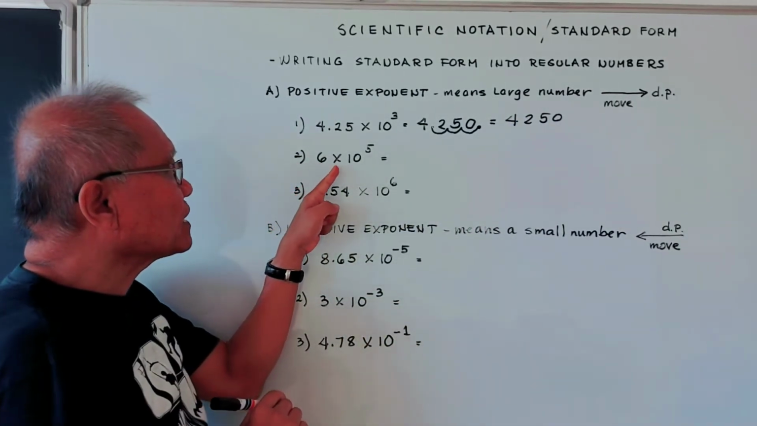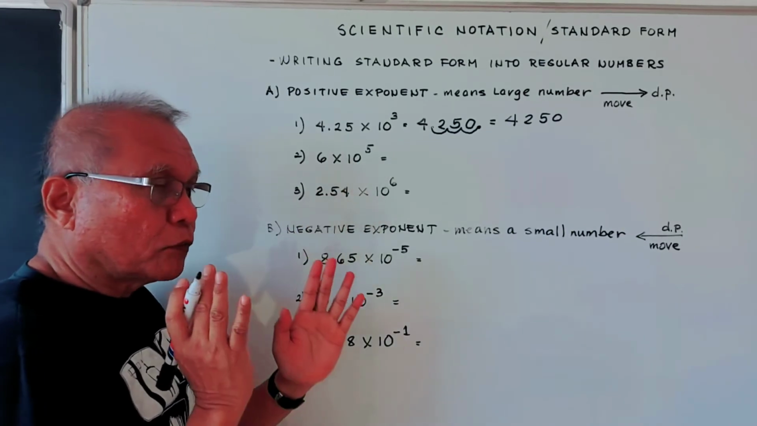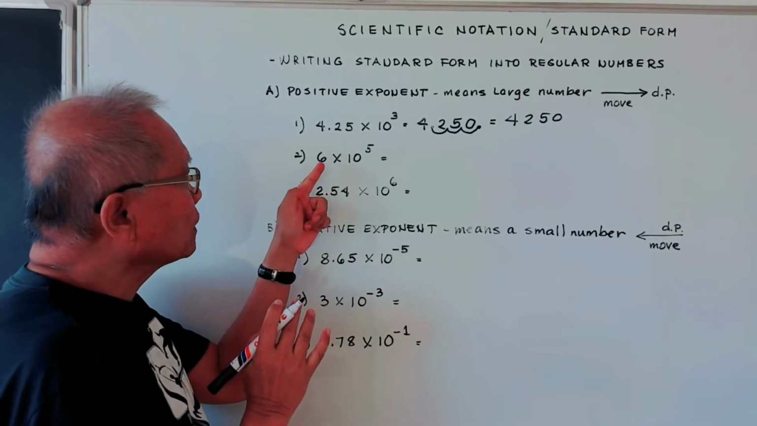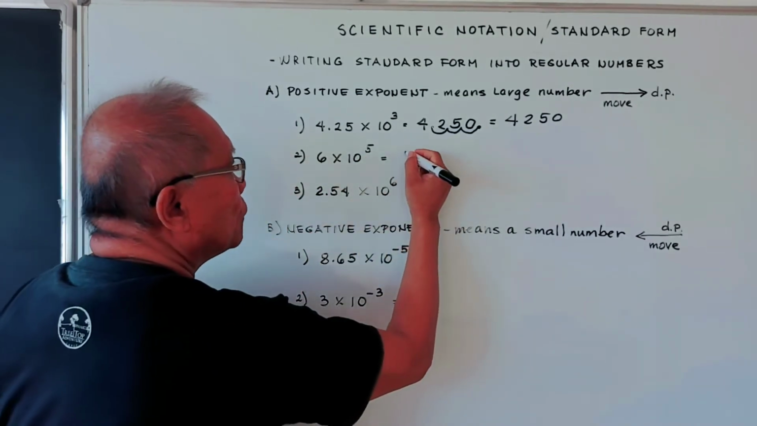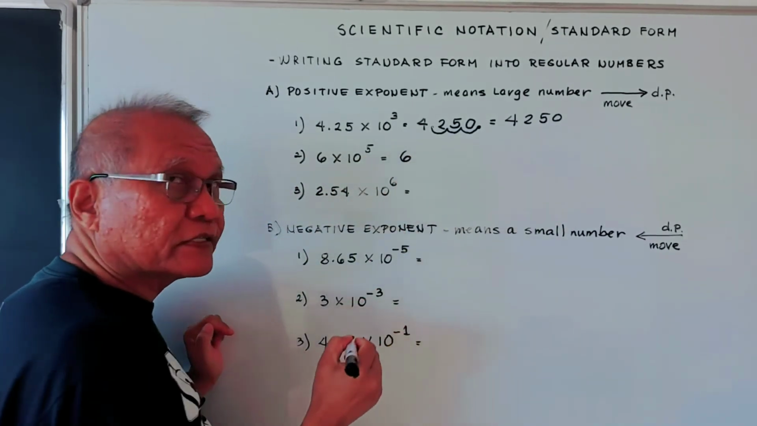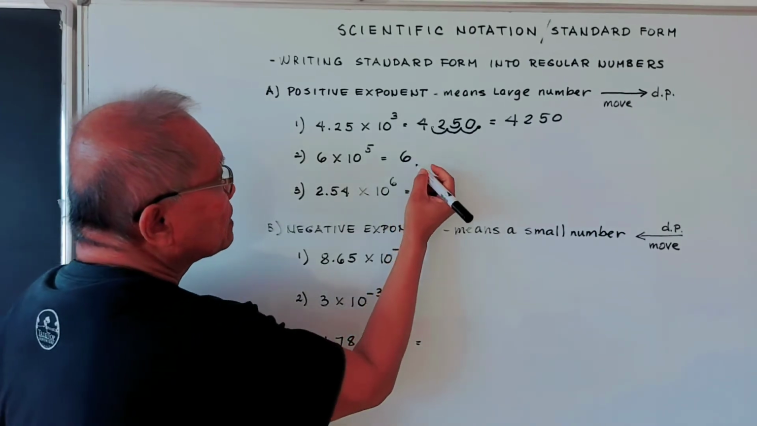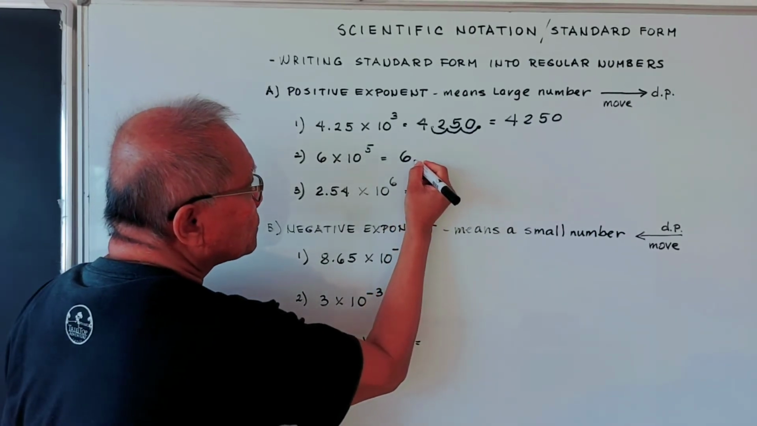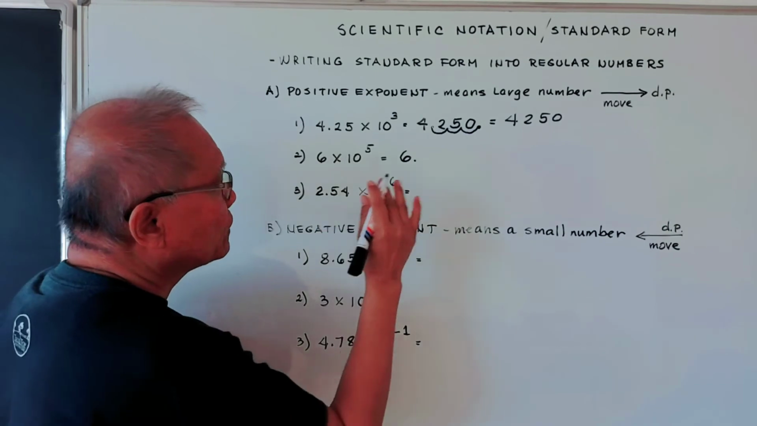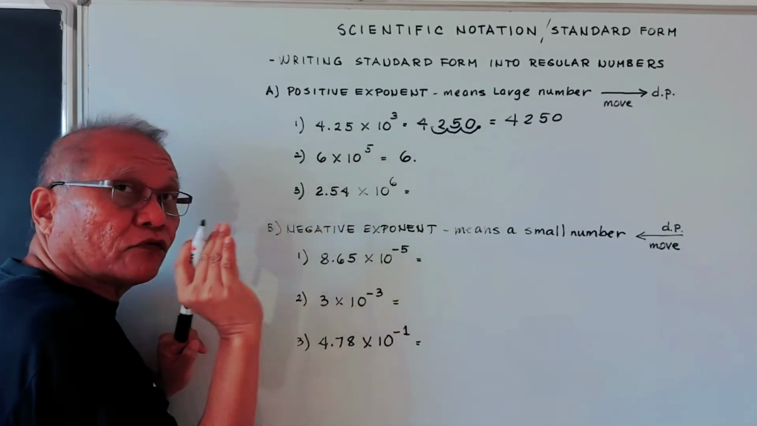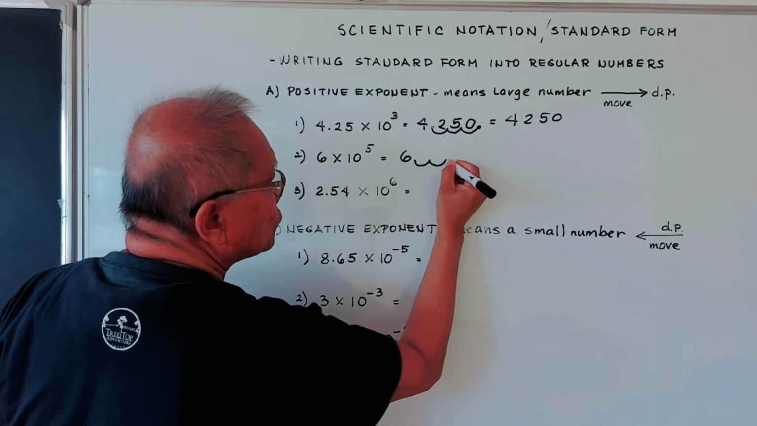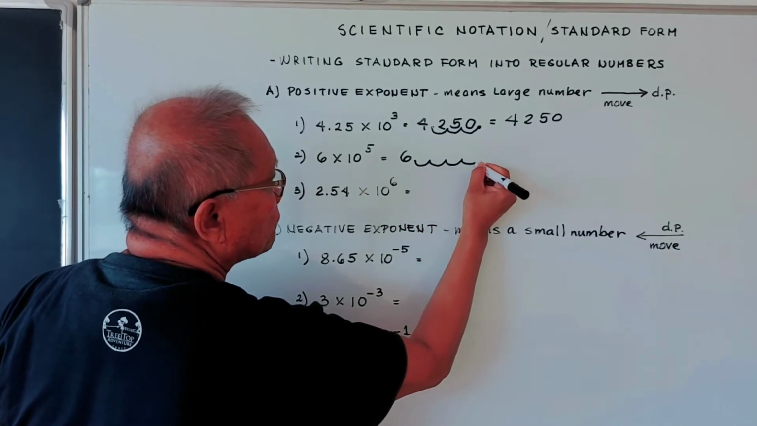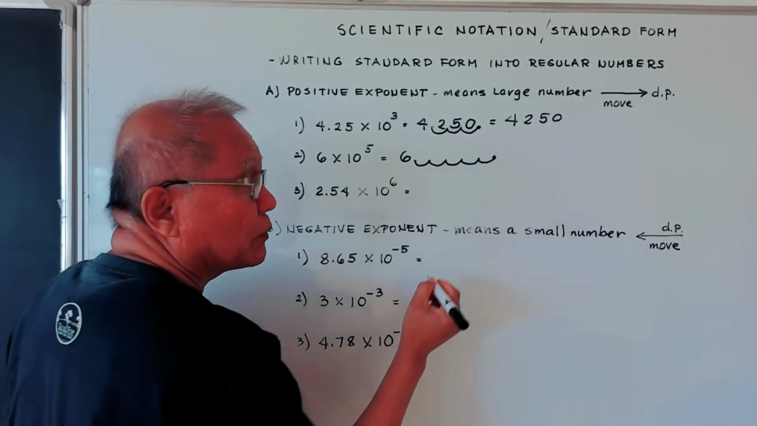Number 2, we have 6 times 10 to the 5th. Positive exponent means we are going to move the decimal point of 6 to the right, 5 movements. So where is the decimal point of the 6? We don't see the decimal point. It means it is understood to be here after the 6. Now 5. We count 5 to the right: 1 and 2 and 3 and 4 and 5. So the decimal point is there.